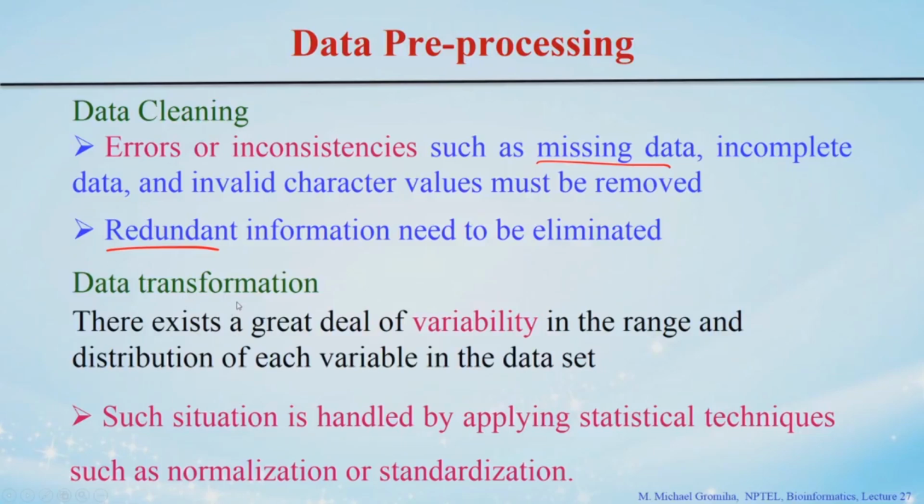Then the second one, we need to do the data transformation. For example, there may exist a great deal of variability in the range and in the distribution of each variable in the data set. We should not remove the variable ones; we need to keep as much of the variable data as possible, and see whether our model could identify all these ligands with different inhibitory constants. So, that is very important.